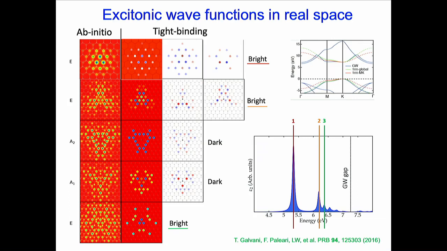One can say a lot about bright and dark excitons. You can really do group theory now on the excitons and understand which excitons are bright and which ones are dark. And you see here, E is always standing for a doubly degenerate state in group theory. A1 and A2 are non-degenerate states.